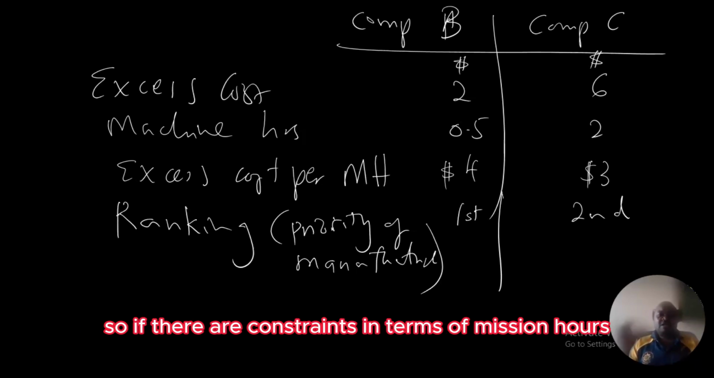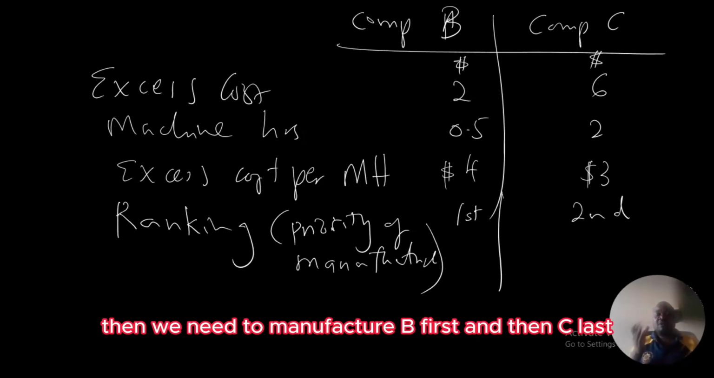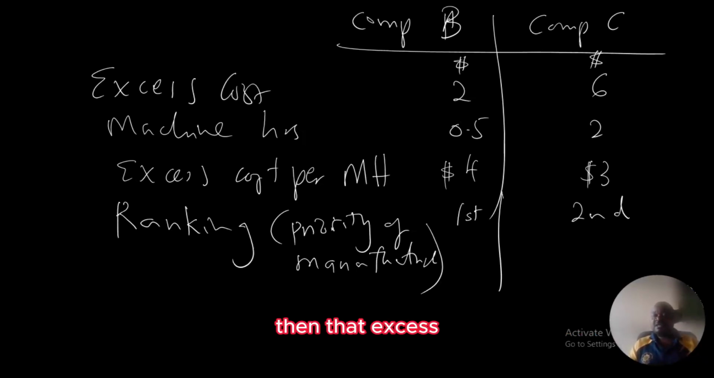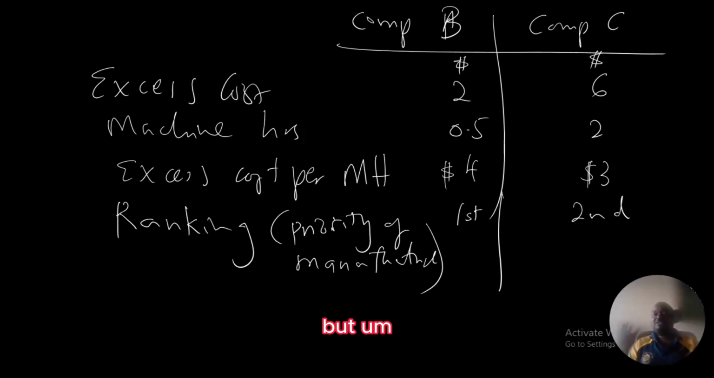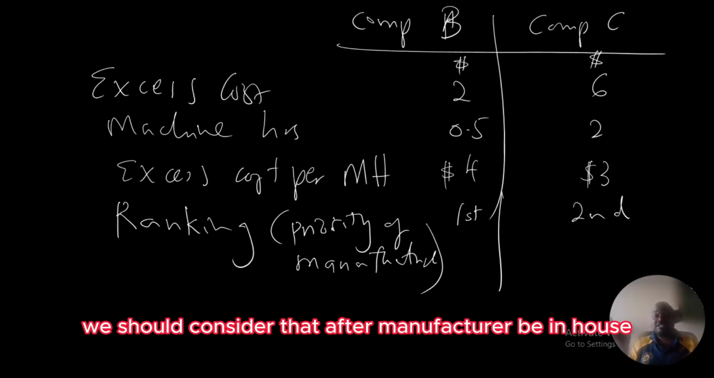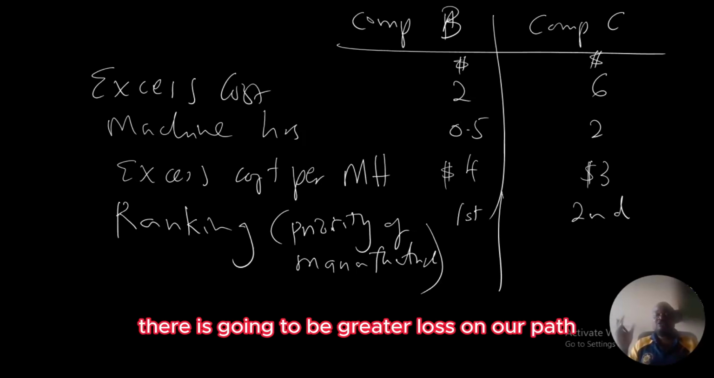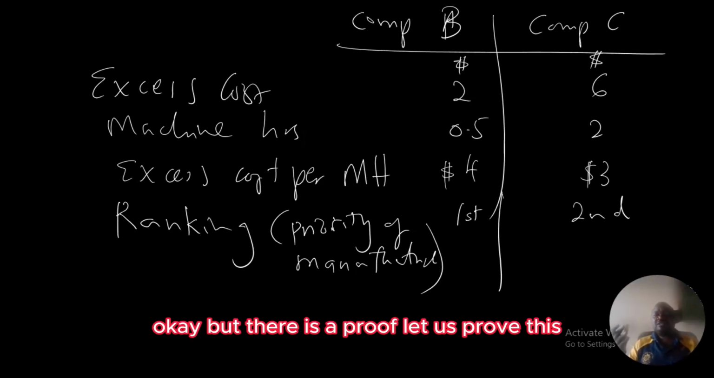All right. So if there are constraints in terms of machine hours, then we need to manufacture B first and then C last, which means if there is excess demand for C, then that excess should be considered for outside purchase. But we should consider that after manufacturing B in-house, because if we buy B from outside, there is going to be greater loss on our part. Okay, but there is a proof.